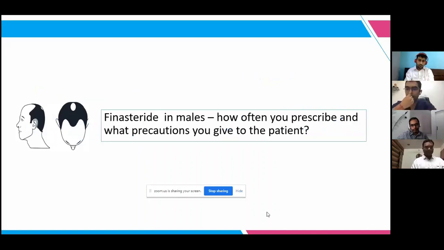And then finasteride in males. How often do you prescribe it and what precautions do you give to the patient, Dr. Anand?